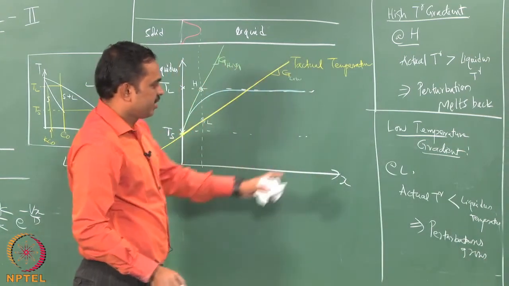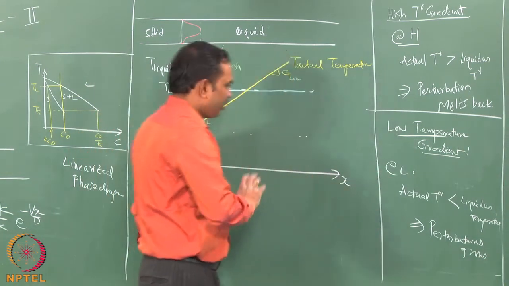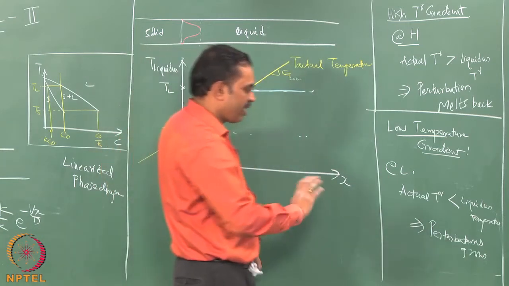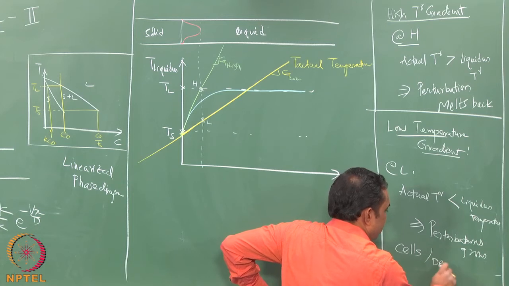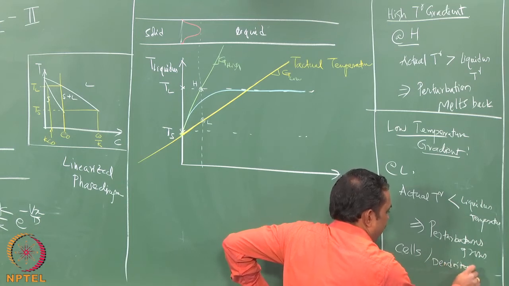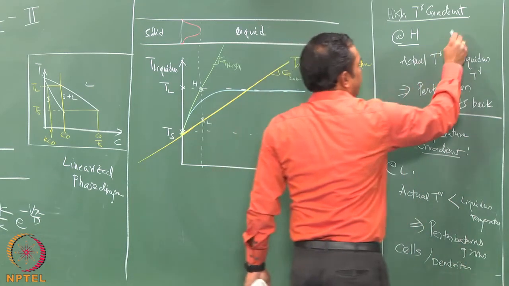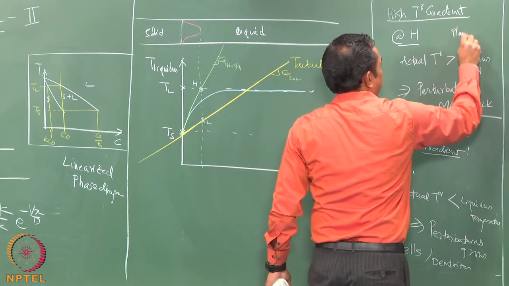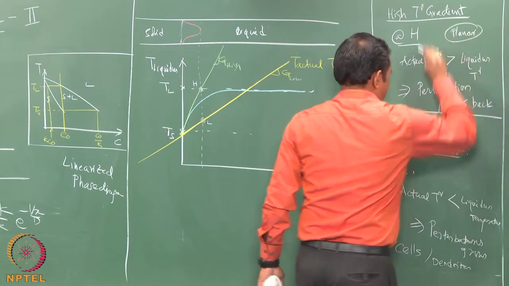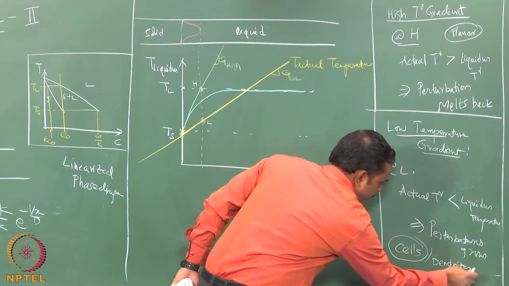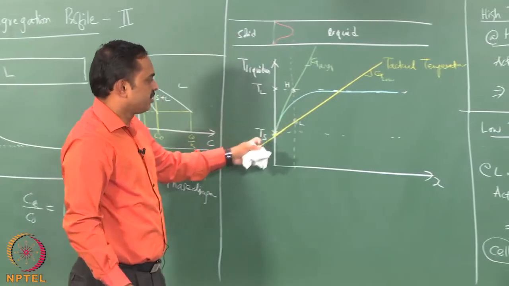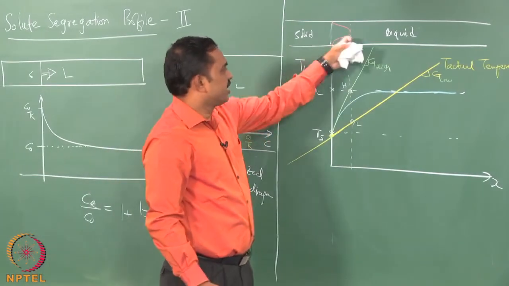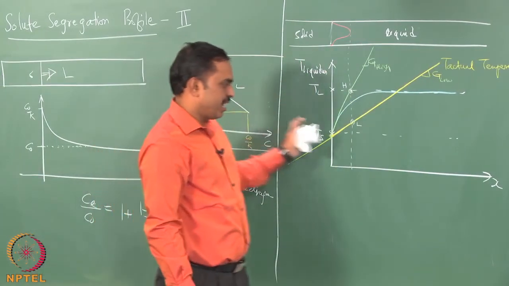Which means that in this case the growth of the solid is going to be either cellular or dendritic in nature. You can say cells or dendrites, and in this case you would get the planar. So, this is how the imposed temperature is going to change the microstructure evolution in the weldment as it solidifies.